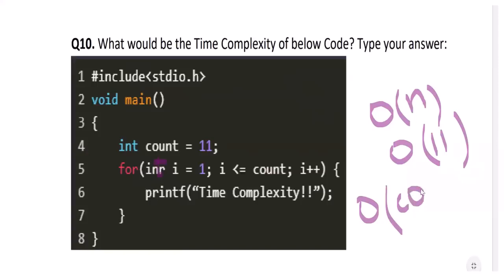Since these papers won't go to physical checking, only one output will be fed into their system, which is true. But here these all can be true, so I don't know how they will manage these things. Still, if you ask me which one we should go with, I would prefer O of n, because when talking about time complexity, I don't think we ever say O of count or O of 11. We always say O of n, although these are also not wrong. So if you get this type of question, you must write it as O of n.